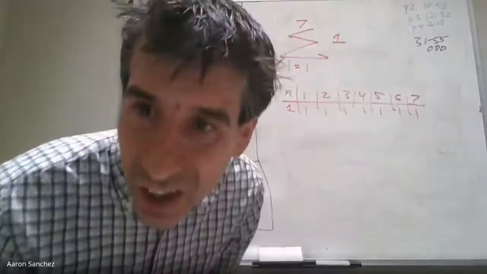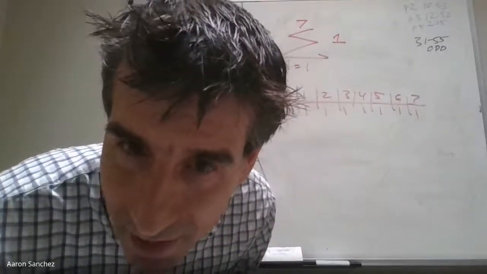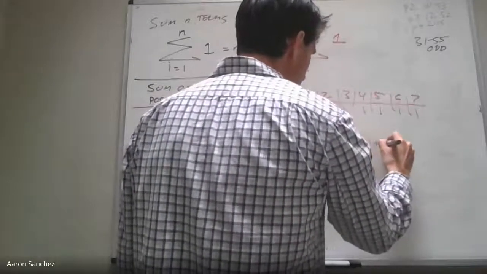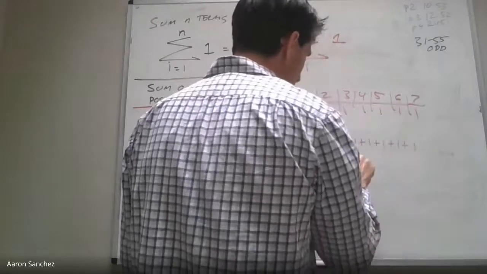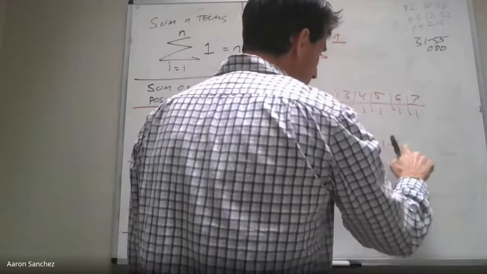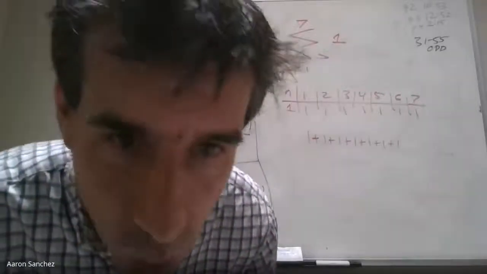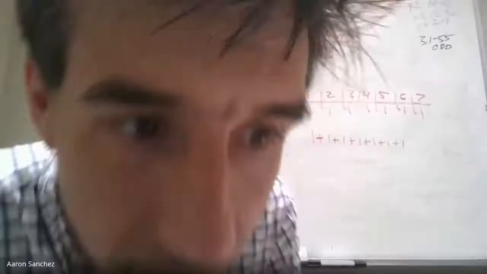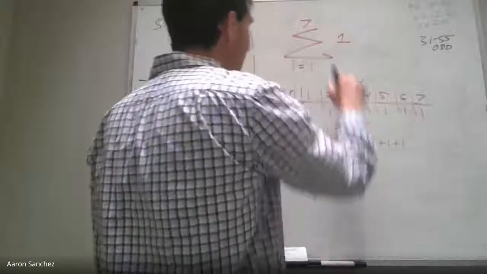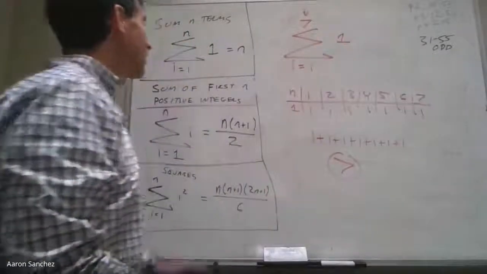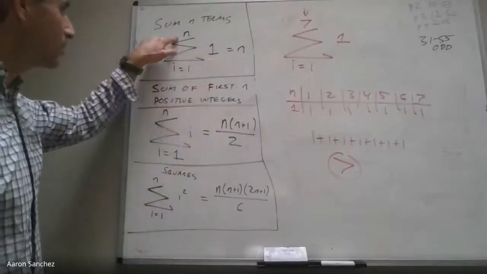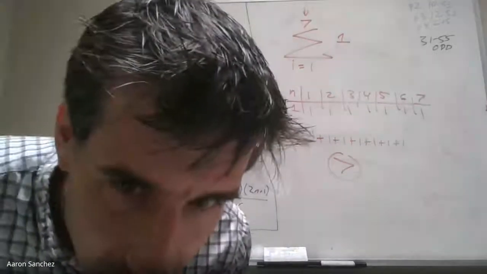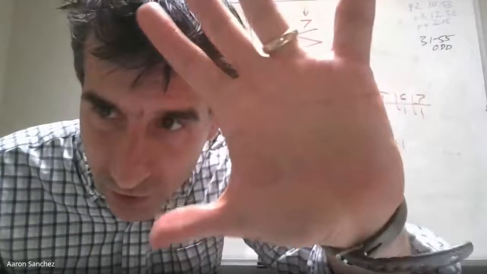So if I add them all up, going up to 7, what's it going to be? 1 plus 1 plus 1 plus 1 plus 1 plus 1 plus 1. 1, 2, 3, 4, 5, 6, 7. Abraham, what is it? 7. That's my answer. If I have a 1 there, my answer is going to be whatever number's on top. Boom. That is my answer. That's all it means. Okay? Makes sense? Raise your hand if it makes sense.